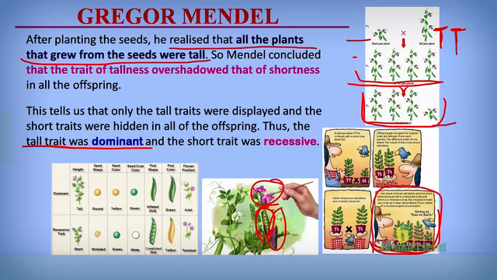In this case, this one is a short plant, so it will have the small letter t and the small letter t. It must have two recessive alleles for it to be short. So let's take a look at how they contributed these genes to their offspring.